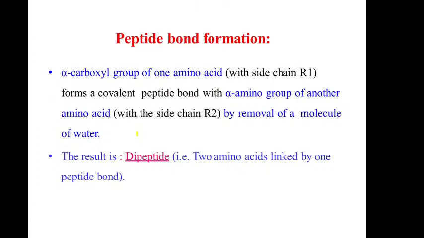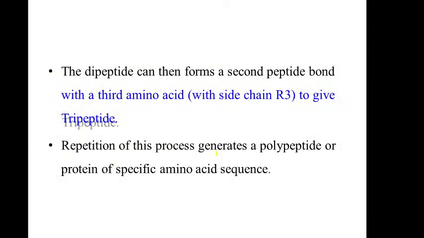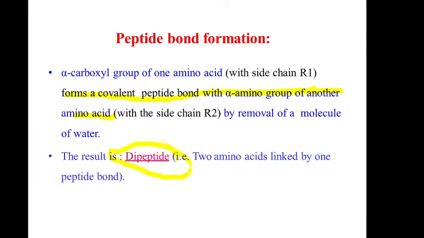Now peptide bond formation. The alpha carboxyl group of one amino acid forms a covalent peptide bond with the alpha amino group of another amino acid by removal of a molecule of water. The result is a dipeptide. So the two amino acids are linked by a peptide bond only.